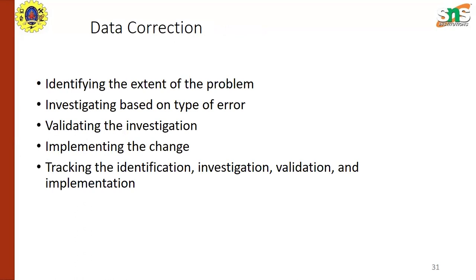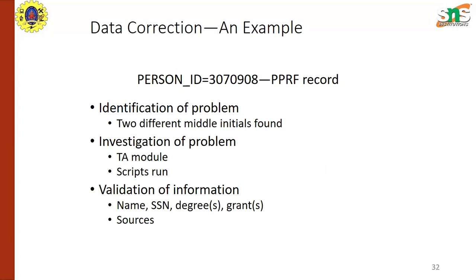The data correction is used to correct the data. Before we correct, first we have to identify the extent of the problem, investigate based on type of errors, validate the investigation, and implement the changes, tracking the identification, investigation, validations, and implementation. All the stages are tracked from the data corrections.